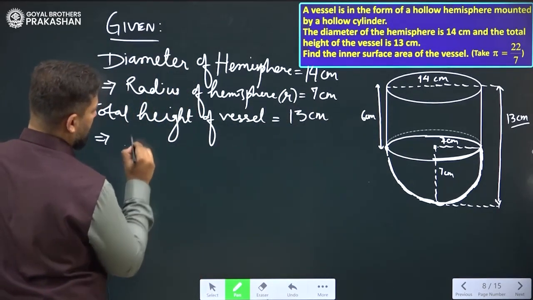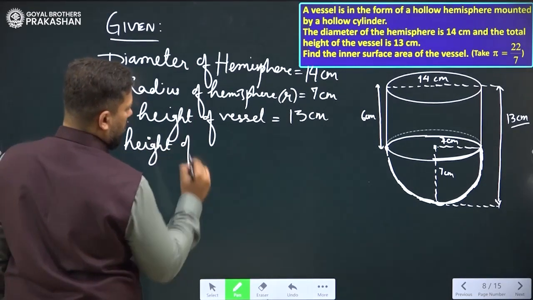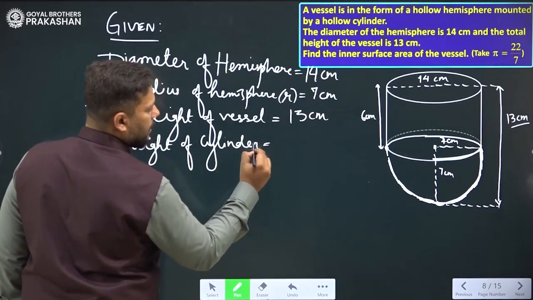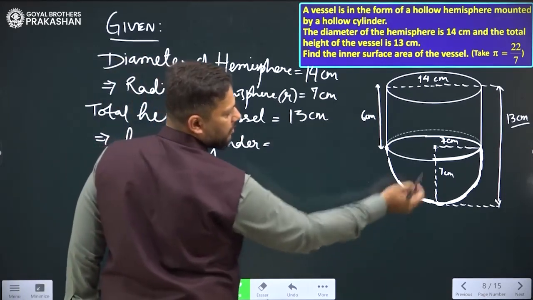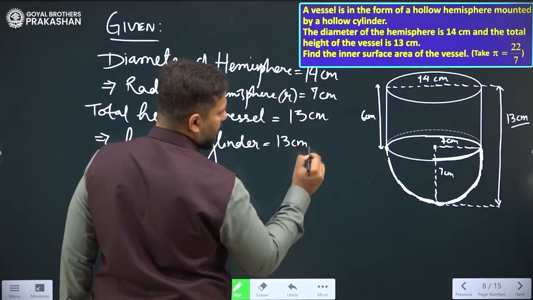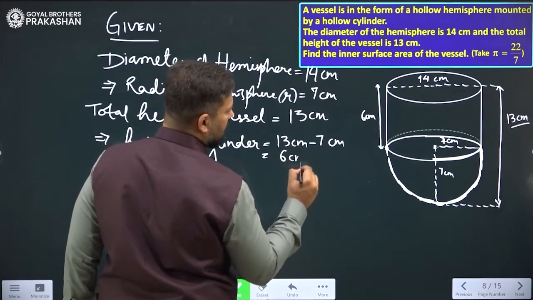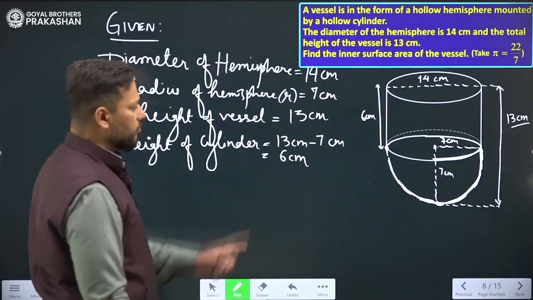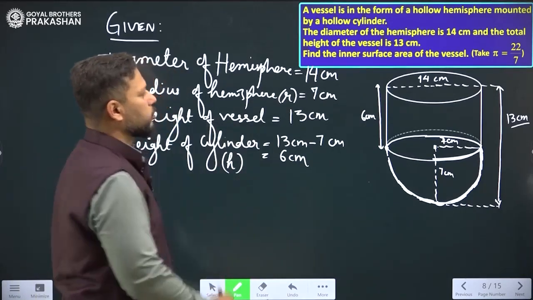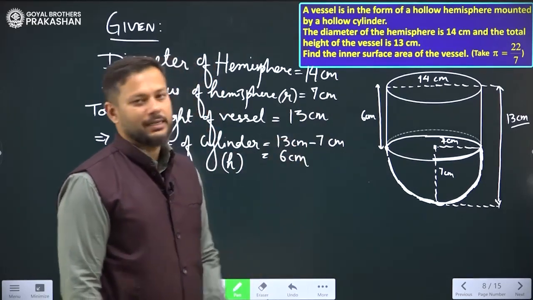This implies that the height of cylinder is going to be the difference of this radius 7 and the total height. So 13 centimeter minus 7 centimeter gives us 6 centimeter. So we just have found out the height of the cylinder h, and also the radius of cylinder and radius of hemisphere r as 7 centimeter.